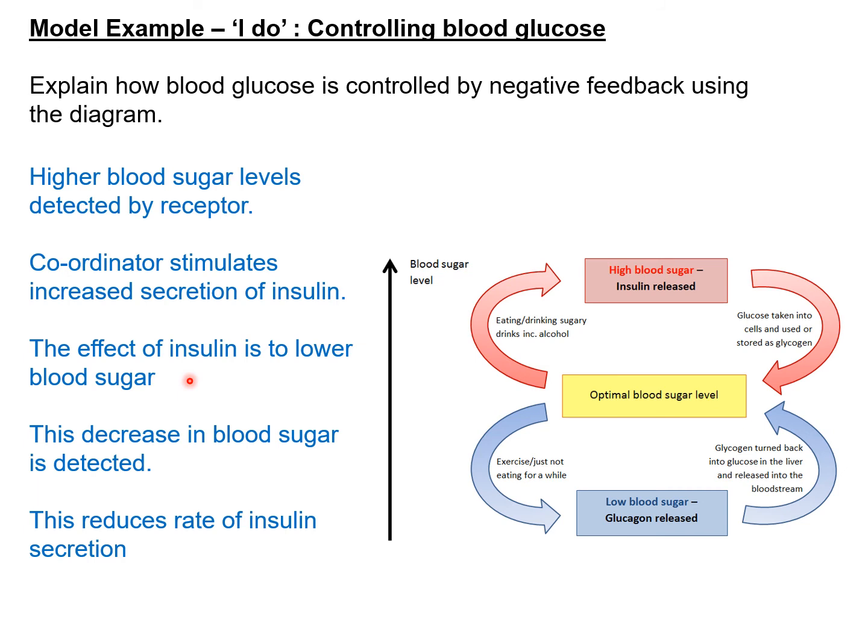Now we need to make sure that it links carefully to this idea of negative feedback. So what you're going to do next is say how this decrease in blood sugar then negatively feeds back to the effector. So in this case, the decrease in blood sugar is detected and that itself reduces the rate of insulin secretion. In other words, it causes negative feedback to reduce the insulin production.